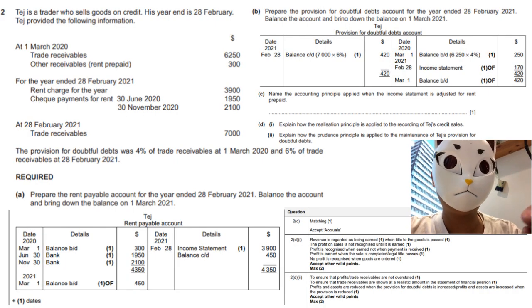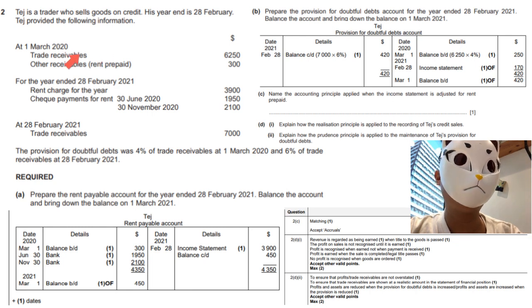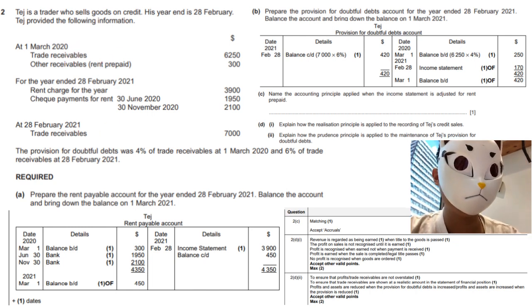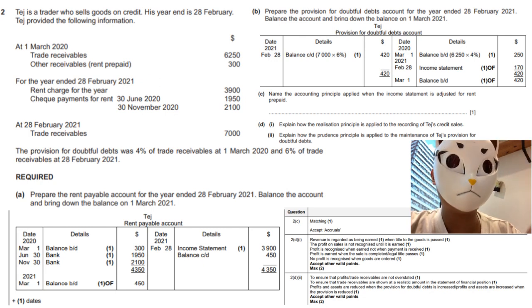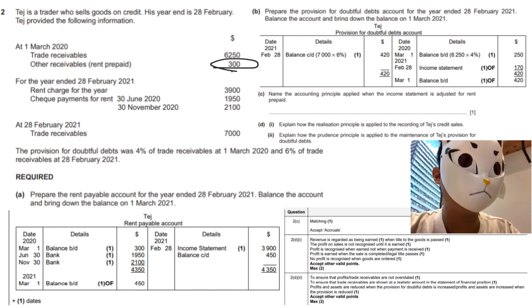Question 2 is all about trade receivables and rent payable. These are adjustments. For part A, we have to prepare the rent payable account. Let's check it out. I would like to check the opening balance. As you can see, there is rent prepaid, so this one would be the opening balance. I will put it here.